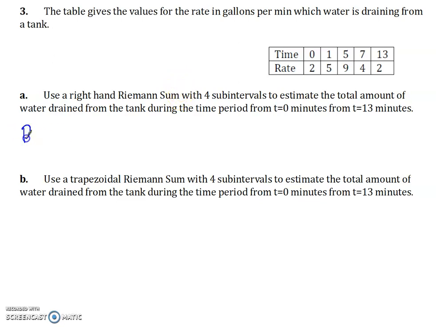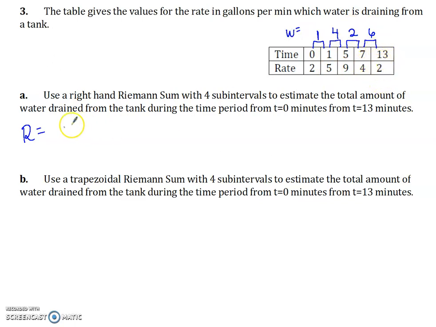Okay, so for the right-hand sum, what I'm going to do is start on the right, and the first thing I need to do is look at the spacing of my x's. So from 7 to 13, that's a space of 6. From 5 to 7, that's a space of 2. From 1 to 5, that's a difference of 4. And from 0 to 1 is a difference of 1. So I'm going to take these numbers. These are going to be like my widths. And I'm going to multiply them by their respective y values.